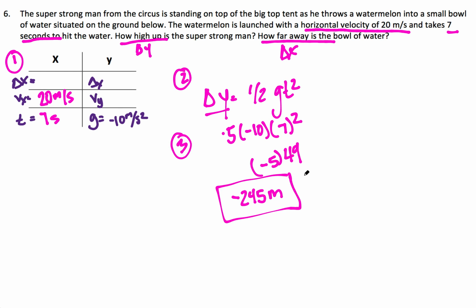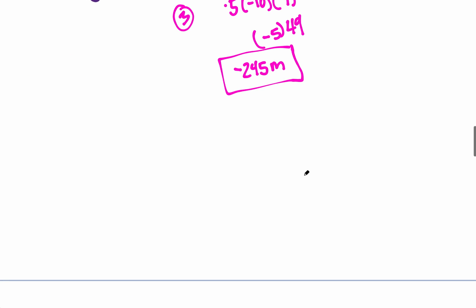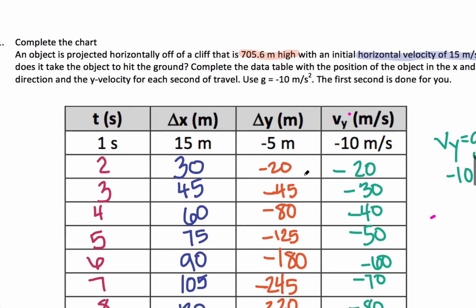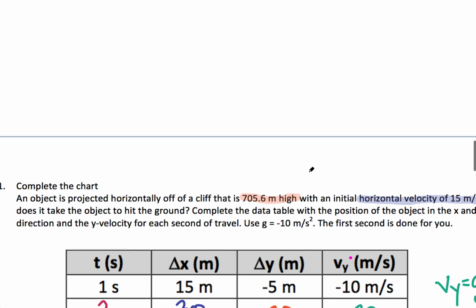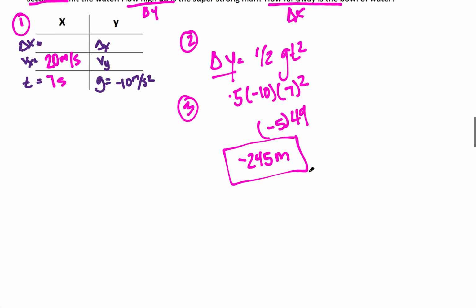Now, I didn't have to go through all that because if you can remember the chart, we know that 7 seconds, you're going to fall -245 meters.